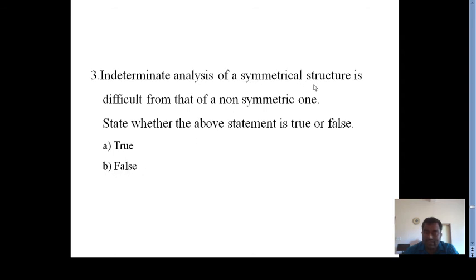If your structure is symmetrical, we can easily analyze it. Therefore that statement will be false. The answer is B.